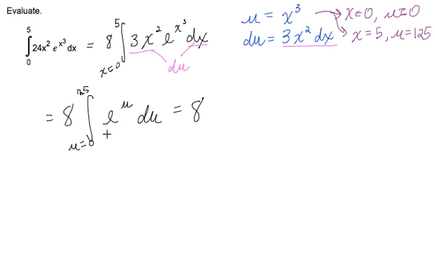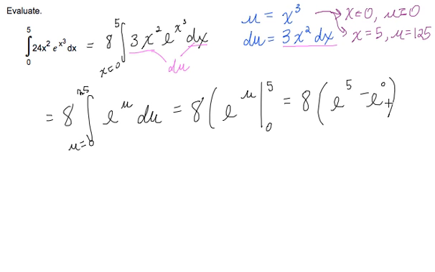The 8 stays out front. The antiderivative of e to the u is e to the u. And we're going to evaluate that from 0 to 5. So it's 8 times e to the 5th minus e to the 0. E to the 0 is 1, so you can leave it like this, or you can distribute the 8. Either way.